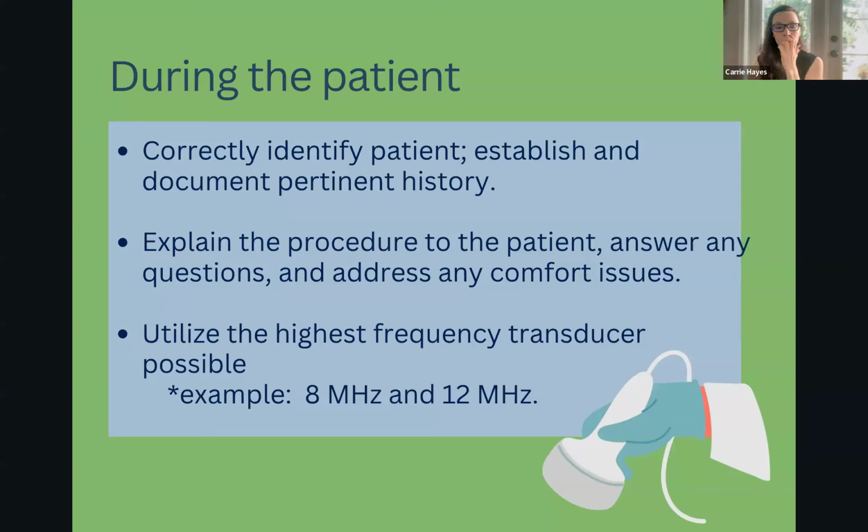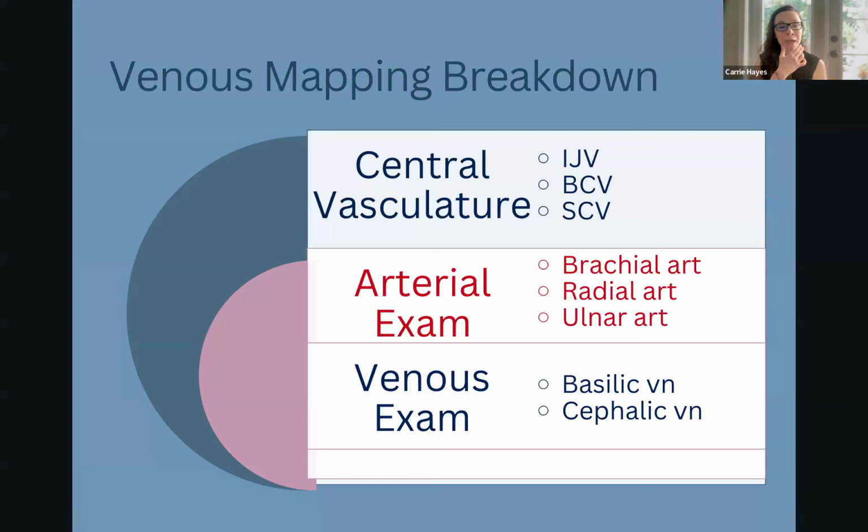Make sure they're comfortable. We don't want them to be cold. We want to see those veins as well as possible, so you want to put patients in optimal position. And then the highest frequency transducer possible, 12, 15, 8, and then linear probes. So let's be thinking about that too. As far as the mapping breakdown, just generally, I threw these out.